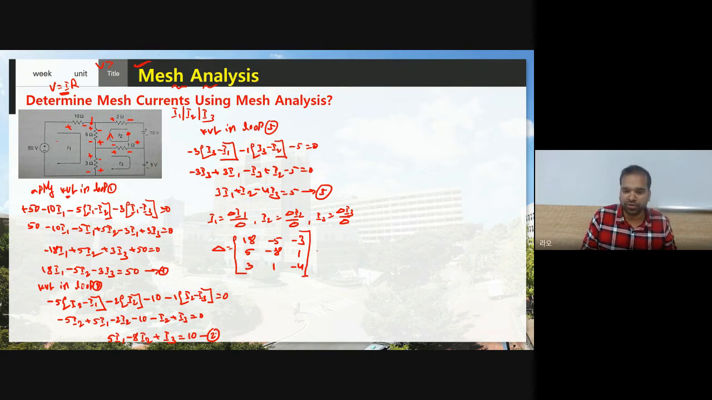Now what you need to do? You need to find the determinant of this delta. So you know, right, how to find the determinant of delta? If I keep 18 here, now you should not consider this entire row and column. Therefore here you will get minus 8, 1 and 1, minus 4. Now here you have written plus. For the next one you need to write minus. Correct? So already you are having minus 5 here. Minus minus will become plus 5.